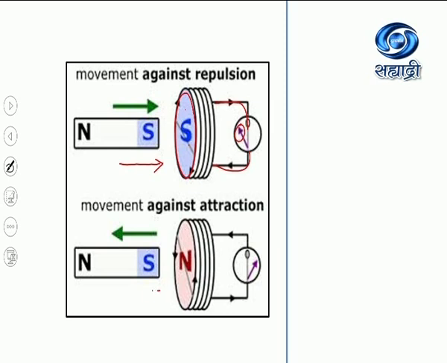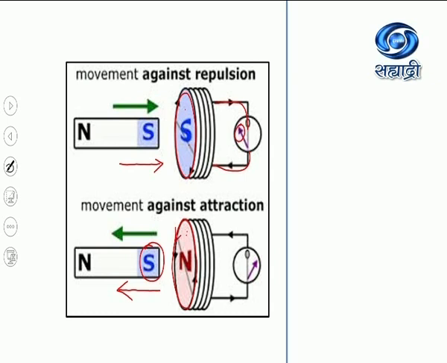Now when the south pole of the magnet is taken away from the coil, the magnetic flux passing through this coil will be withdrawn. So the coil will try to oppose that decrease in the magnetic flux. How will it try to oppose? It will try to attract the south pole. And for the coil to attract the south pole, the face of the coil which is facing the south pole should act as a north pole. And for this to act as a north pole, anticlockwise current will be generated in the coil.